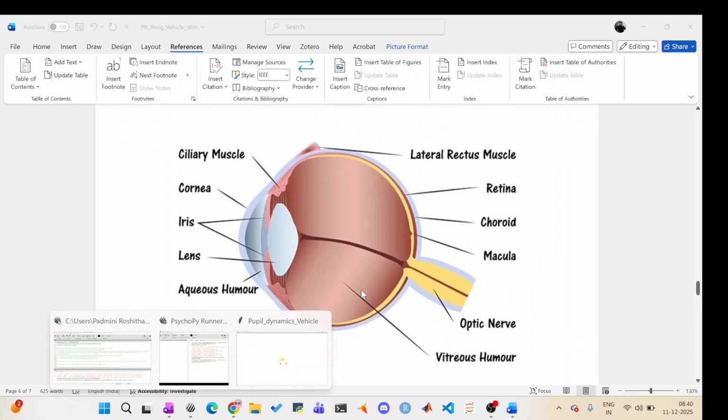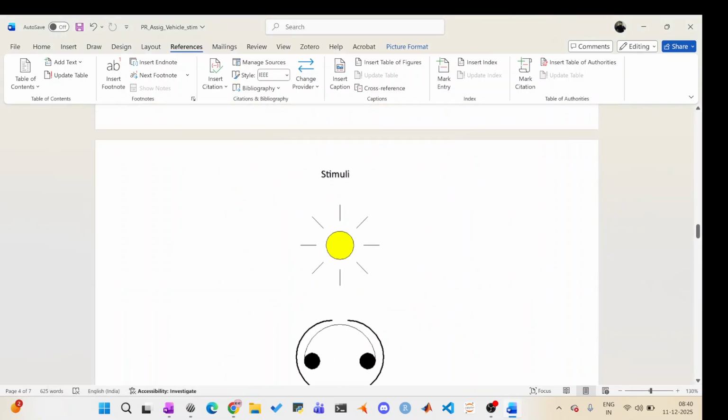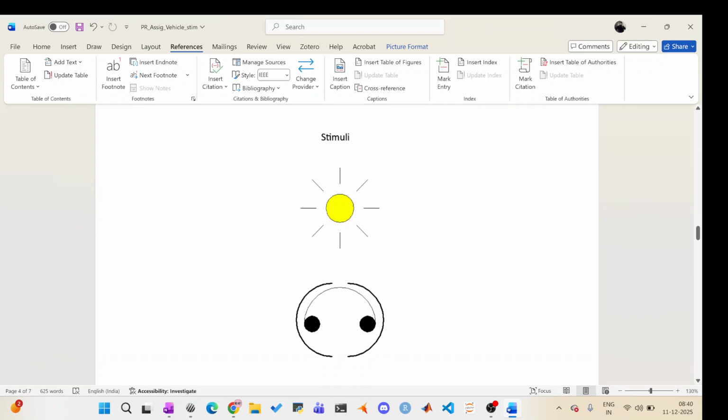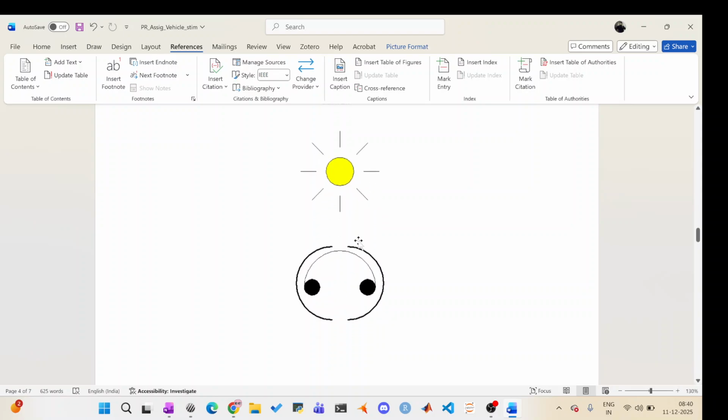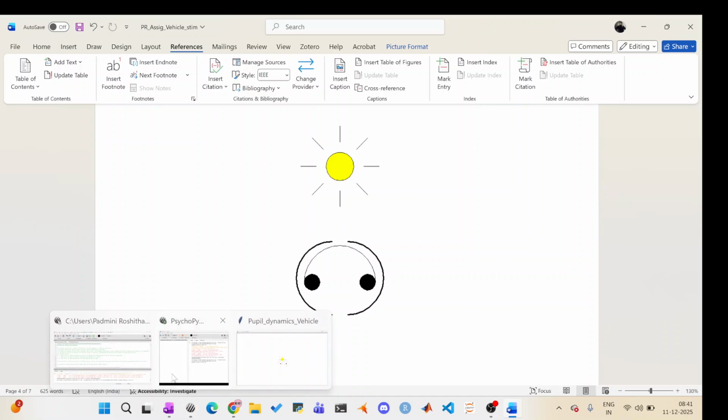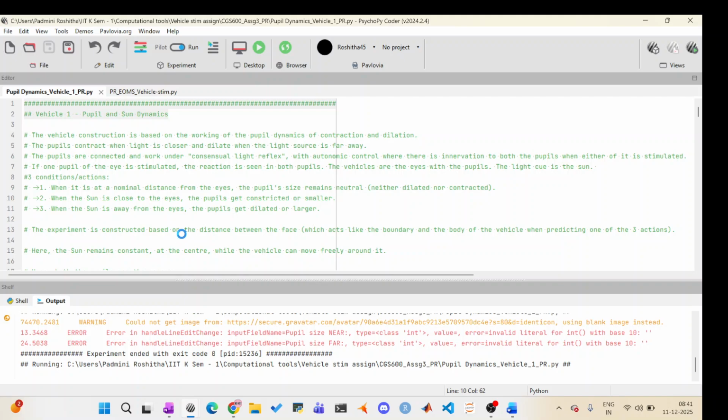Now we have stimuli, a cue and a response, which will be the sensors. For the cue, we have a light source, which is the sun here. And as the sensors, we have the two pupils, which are interconnected. It means that when one pupil is stimulated by the light source, it is going to activate the other sensor as well. So at a given time, both of the pupils, or both of these sensors, are going to perform the same way.